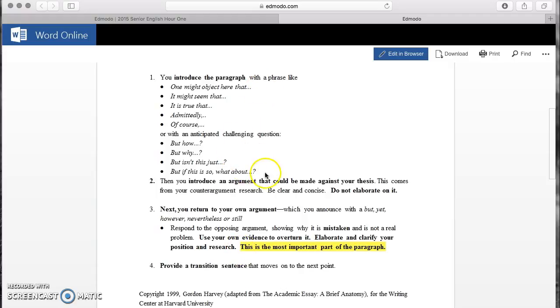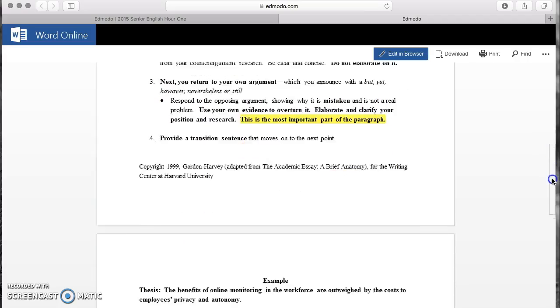So to review, you introduce your paragraph with one of these main phrases. From there, you introduce the counterargument. You got that from your research. Again, be clear and concise. Then you respond to that counterargument, provide a conjunction, and then from there, respond to the opposing argument, showing why you believe that it is mistaken. Use your own evidence to overturn it. Elaborate and clarify. Explain to me basically why you believe that counterargument is not legitimate. And then from there, provide a transition sentence that moves on to the next point.